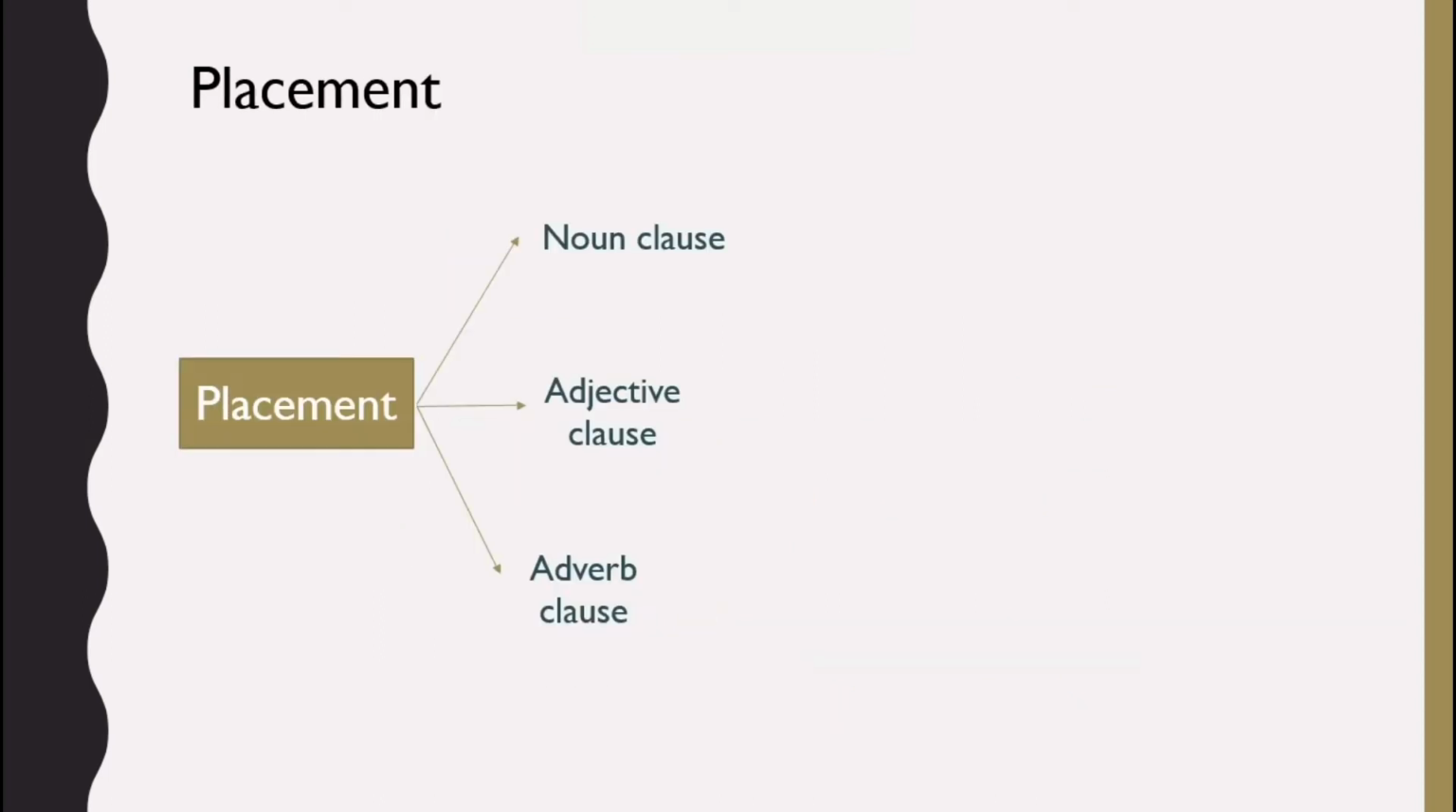Next, I want to explain about the placement of noun clause, adjective clause, and adverb clause. First, I want to explain about noun clause. The noun clause usually comes in front of verb, after a verb, and after a preposition. For example, what he said was interesting. What he said is a subject that comes in front of the verb.